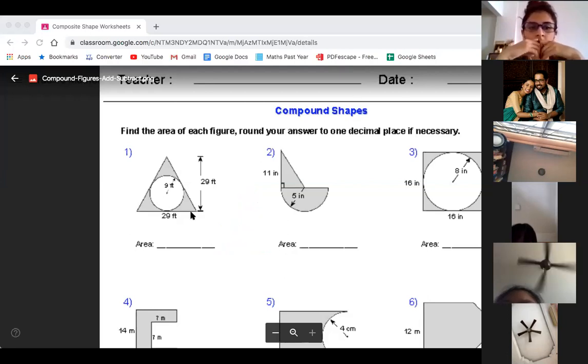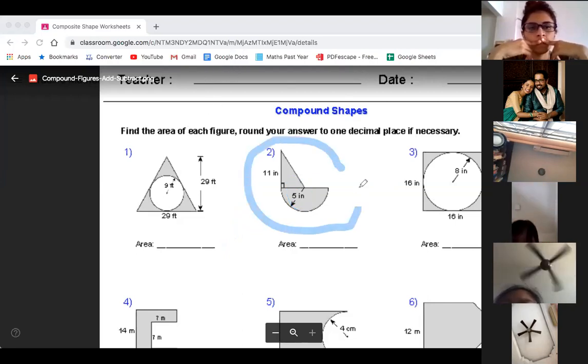So you must see carefully. Question number 2, it's a triangle and a semicircle. Question number 3, it's a square that you must minus out the area of the circle inside of it. Take note, all of this is just to find the area. Don't bother to find the perimeter. They're not asking you to find perimeter, just find area alone.